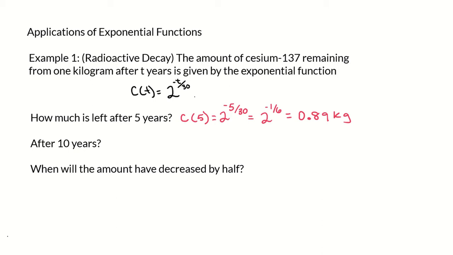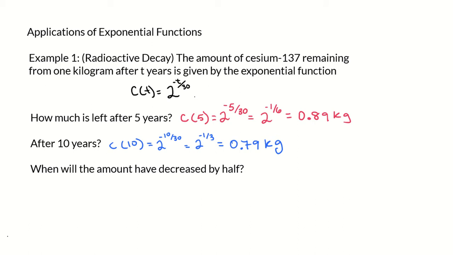After 10 years, that means plugging in 10 for t. That would be c of t, which is 2 to the negative 10 over 30, which is 2 to the negative 1/3 if we reduce that. Again, we need to plug into a calculator to compute this. It is 0.79 kilograms. So we can see that less remains after 10 years. The amount is decaying or decreasing exponentially.